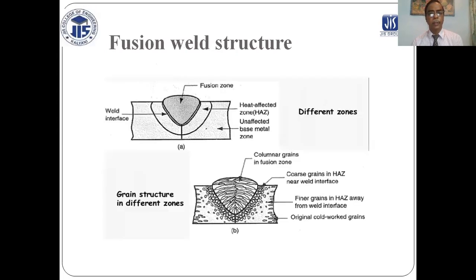Fusion weld structure. This is the heat affected zone. This is the fusion zone. This is the columnar grain structure of the fusion zone. This is the heat affected zone. Grain structure: coarse grains and finer grains.